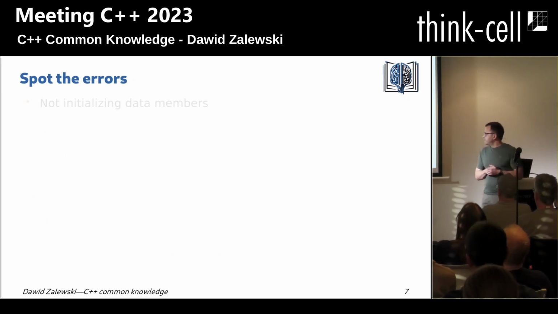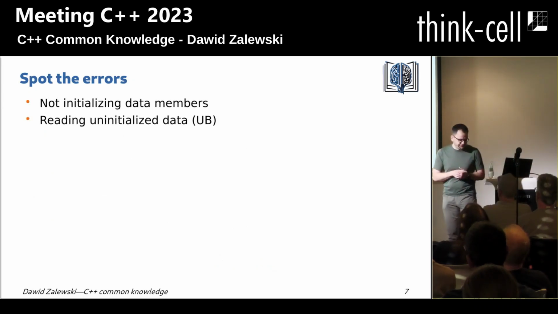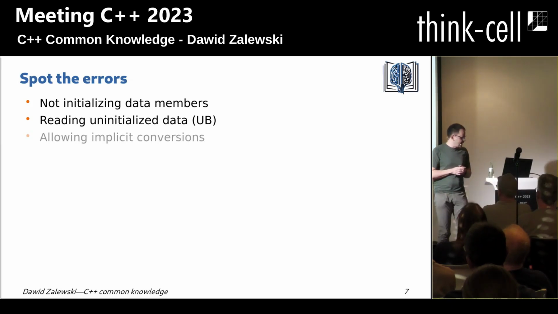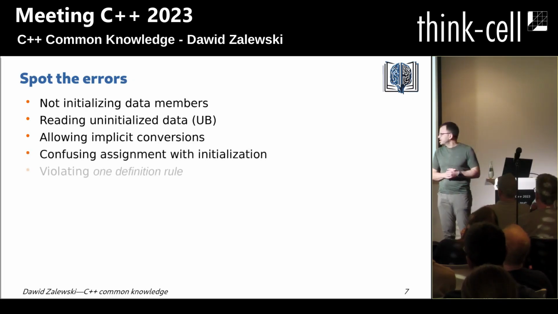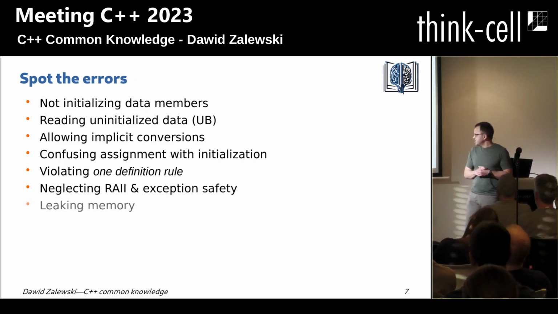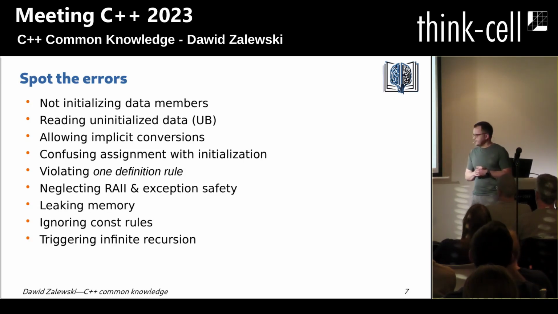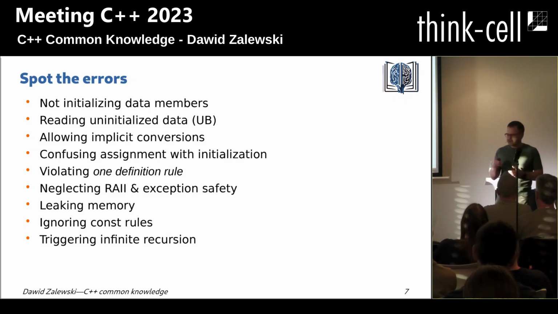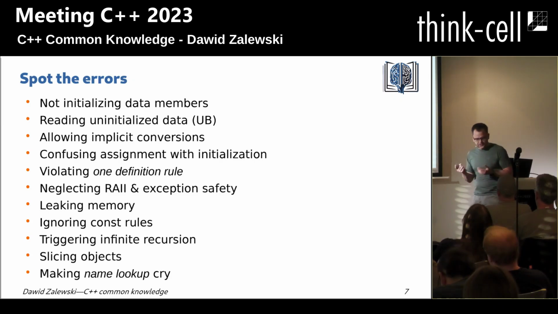In particular, what I've been doing is not initializing data members, triggering undefined behavior multiple times, allowing implicit conversions, which is not that great, right? Confusing assignment with initialization, violating the one definition rule a little, not that much, totally neglecting RAII and exception safety. Leaking memory, I was leaking memory, believe me or not, I was doing it. I was totally ignoring const rules. Triggering infinite recursion on the way, that's there on the slide. Slicing objects and making name lookup cry, totally cry.